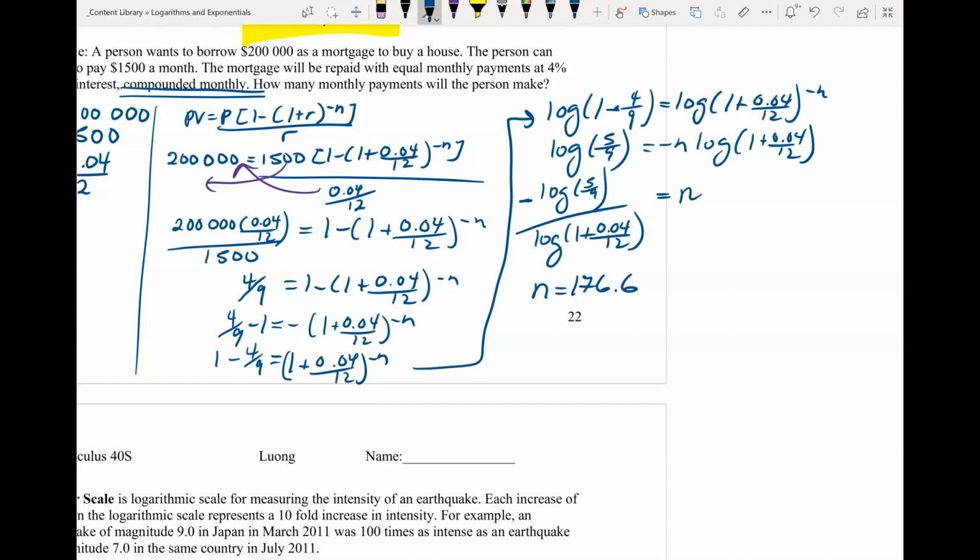And then we want to round this because you can't make 0.6 of a payment. So in order for you to cover the entire $200,000 mortgage, it's better to round up, because if you round down, you probably didn't make enough payments to cover that. So our final answer is 177 monthly payments.